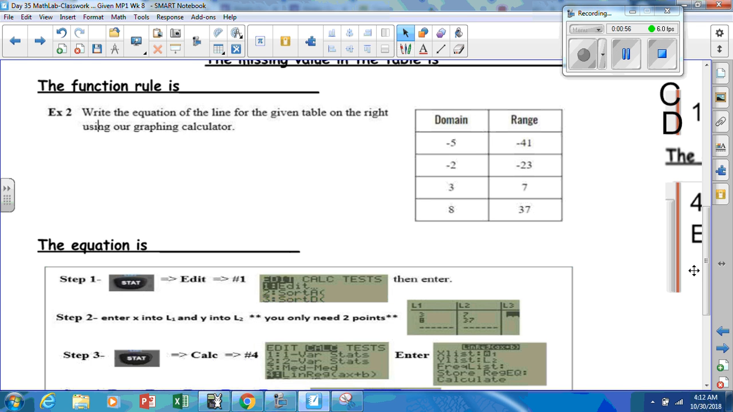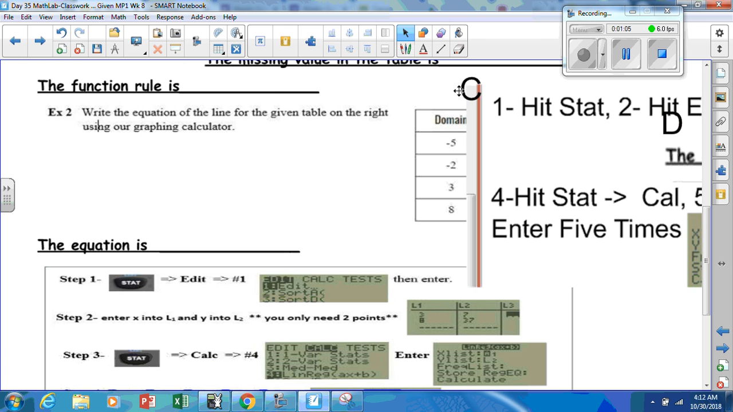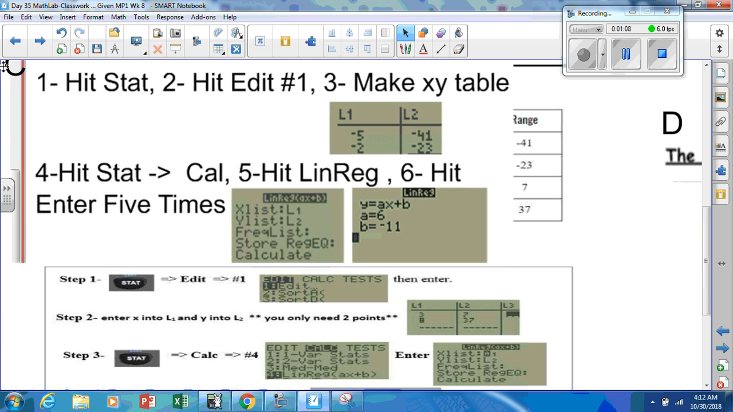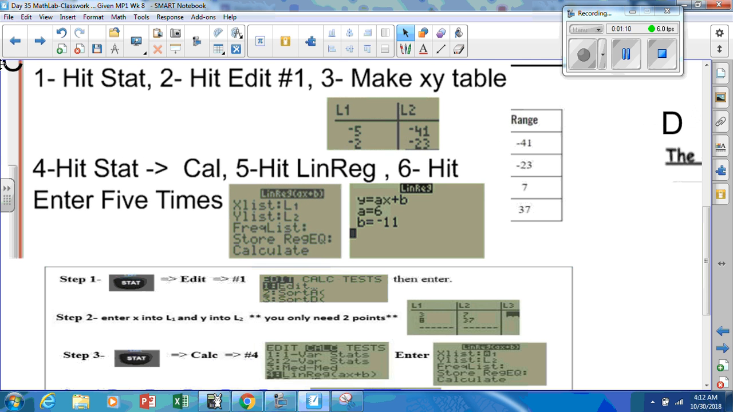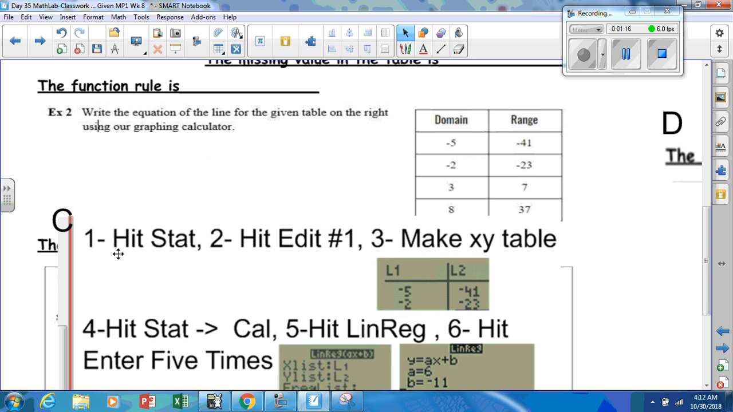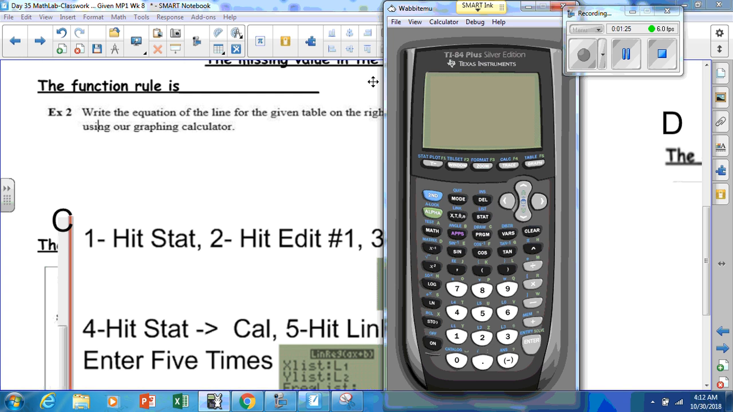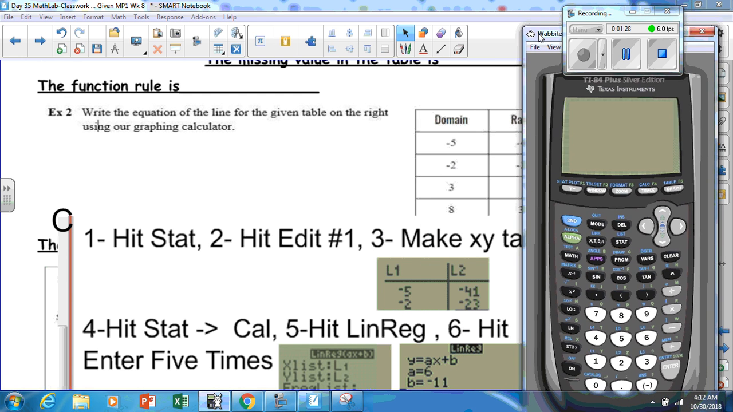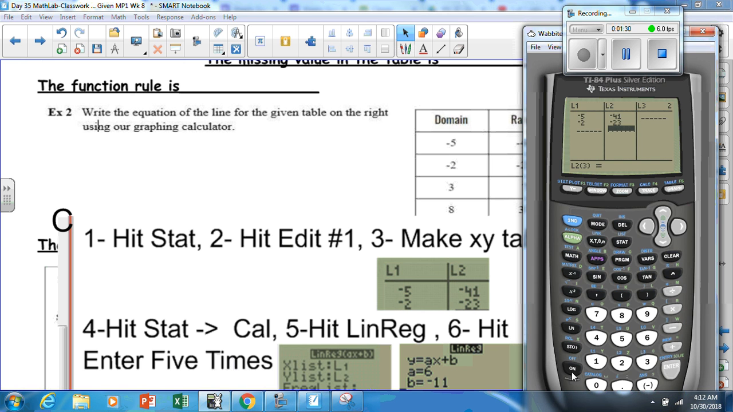What are we doing? We're using any two values on this XY table. So what do we start with? We get our calculator. What you've got to do is hit STAT. Here's the STAT button. Then you've got to hit 2, or hit Edit, and then build this table of values. Table values, as you see, is in there.